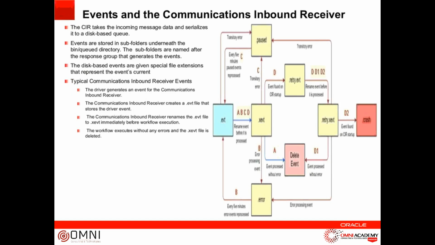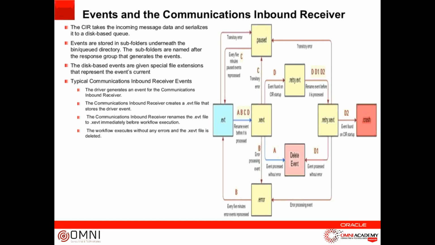Now let's talk about the events and the communications inbound receiver. For both real-time processing and non-real-time processing, inbound email is saved as event data to the local disk in a file with the .evt file extension. Message content and attachments are also saved to the Siebel file system.